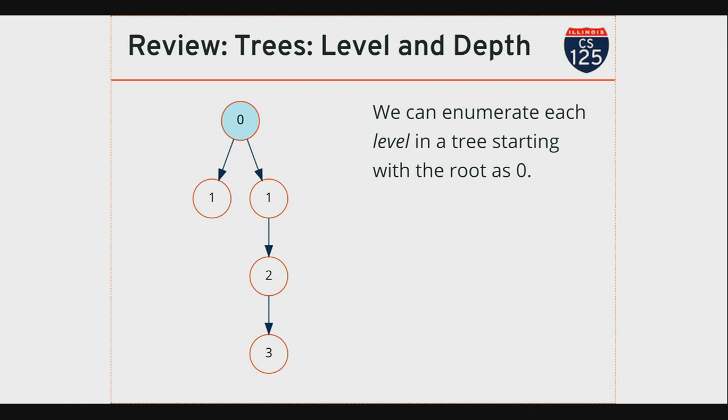The nodes down in this part of the tree have higher depths because it takes longer to reach them. So here, if I started at the root, I get here with one hop. This node is at level one. I get here, the second hop, this node is at level two, and I get to this leaf node here in three hops. So it's at level three.